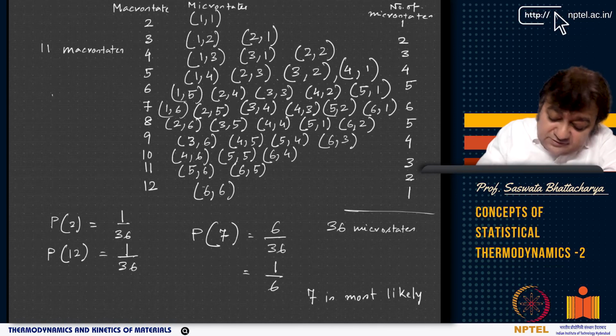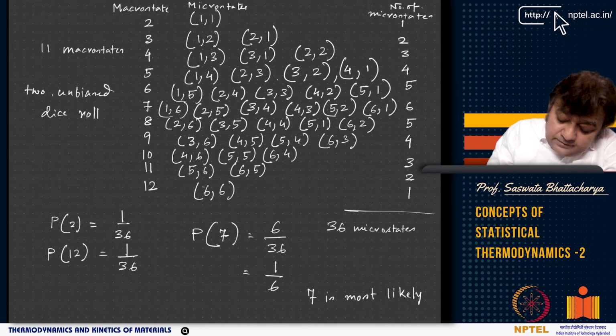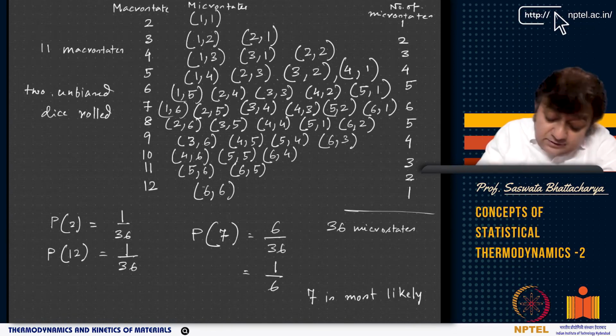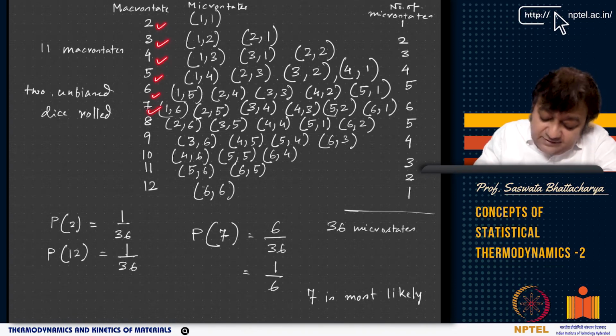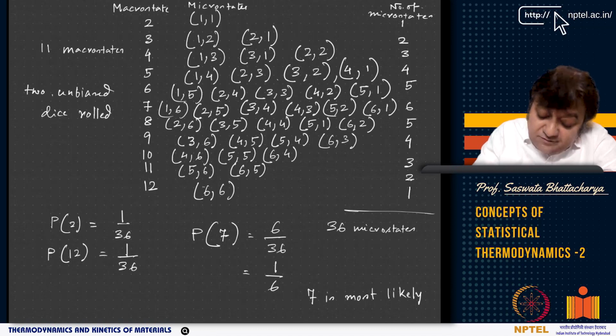So when you have 2 unbiased dice rolled, what are the macrostates possible? 2 is one macrostate that is possible, then 3, 4, 5, 6, 7. So basically the sum. Now if it is 2, then the only microstate possible is 1 and 1, right? It has to be 1 and 1.